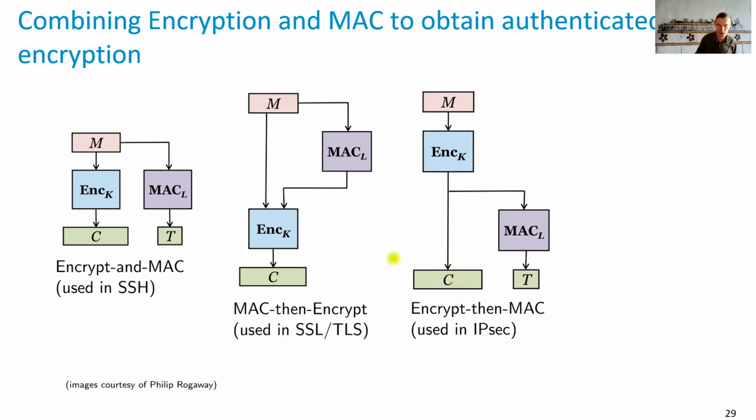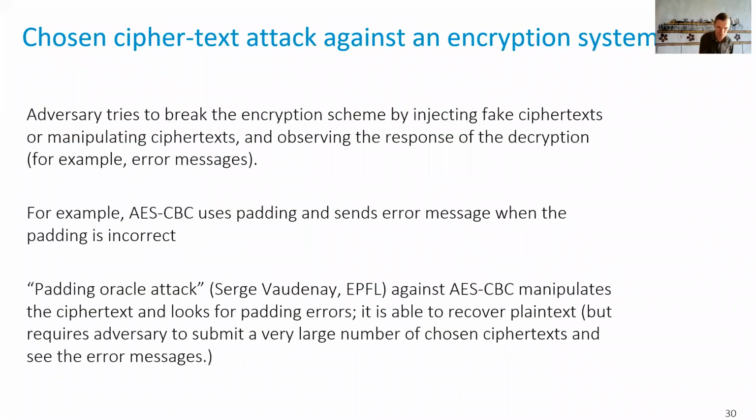So all those combinations exist. Now, it turns out that there are attacks against encryption mechanisms that consist in sending chosen ciphertext. What is chosen ciphertext? Well, it consists in manipulating the ciphertext and observing the response of the decryption system. The decryption system typically sends error messages, and in the past, our colleague Serge Vaudenay at EPFL has demonstrated that AES-CBC could be vulnerable to such attacks.